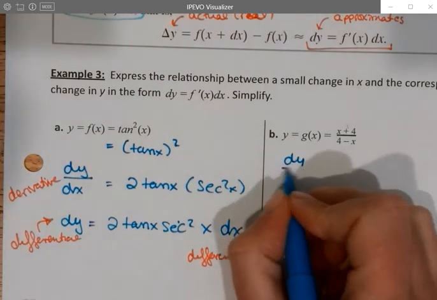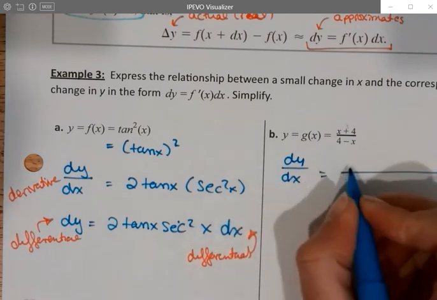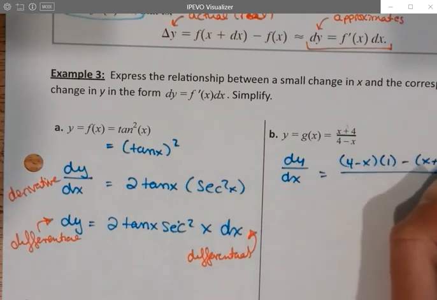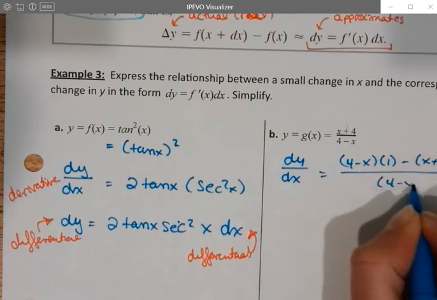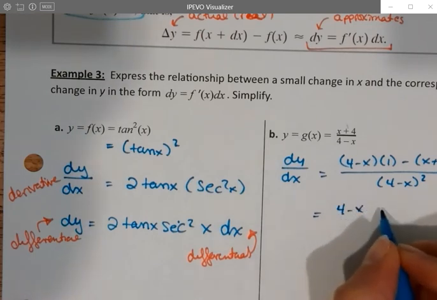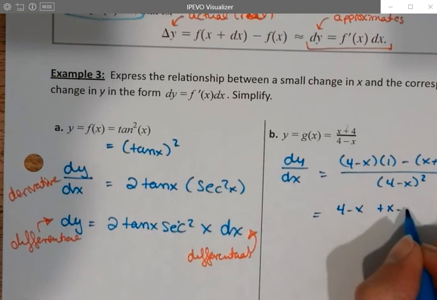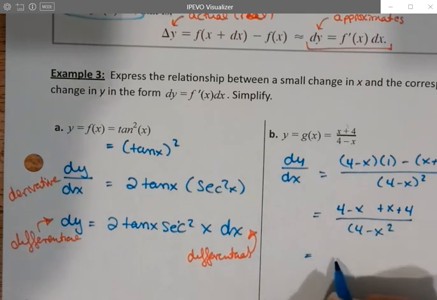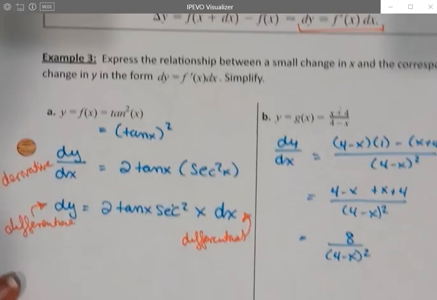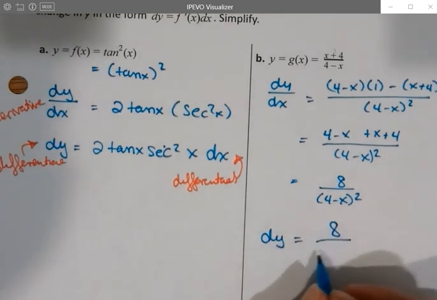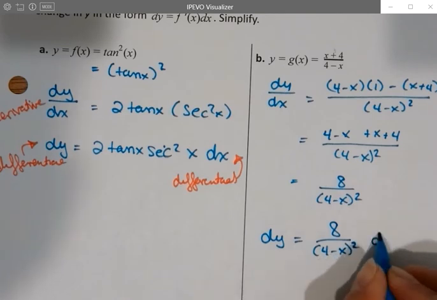We'll start with the derivative. dy dx, quotient rule here. So bottom, 4 minus x, times the derivative of the top, which is 1, minus top, x plus 4, times the derivative of the bottom, which is negative 1, over bottom squared. This should simplify. I have 4 minus x. Those two negatives make a positive, so plus x plus 4 over 4 minus x squared. So that comes out as 8 over 4 minus x squared. That is the derivative. So the differential dy would be equal to 8 over 4 minus x squared dx.